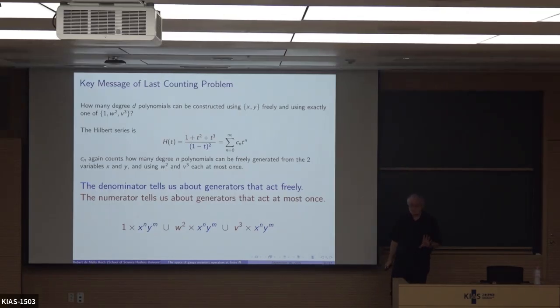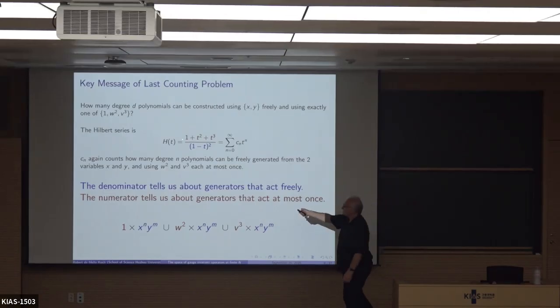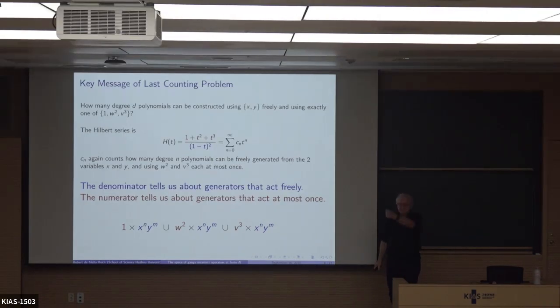This is not a problem with constraints, because all of the terms that you're summing in the numerator have a plus. When you've got constraints, you've got some minuses correcting an overcount. And we're going to see Hilbert series of this type. And when you do see a Hilbert series of this type, this is how I want you to interpret it. The numerator tells you about generators that act once, the denominator about generators that act freely.